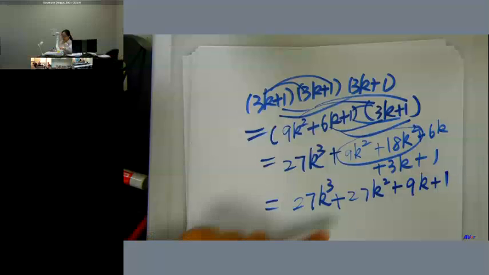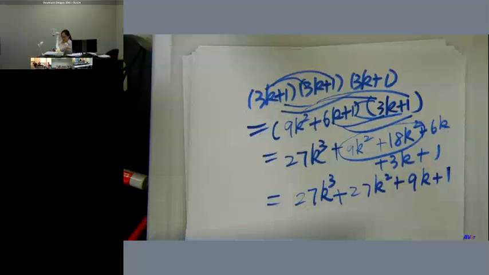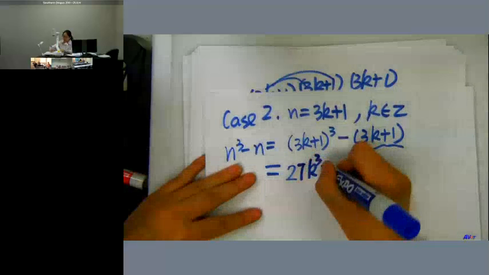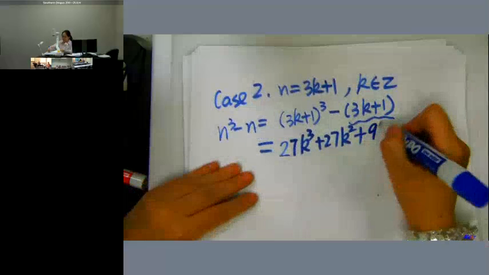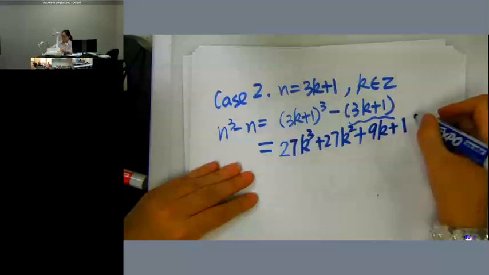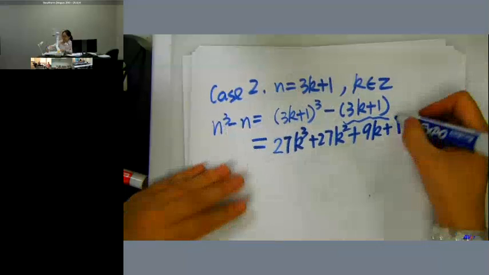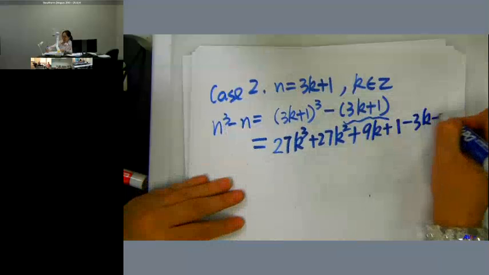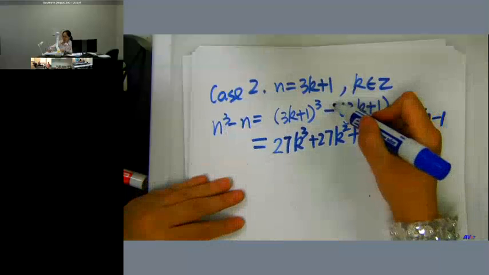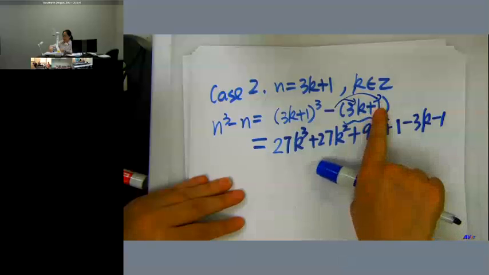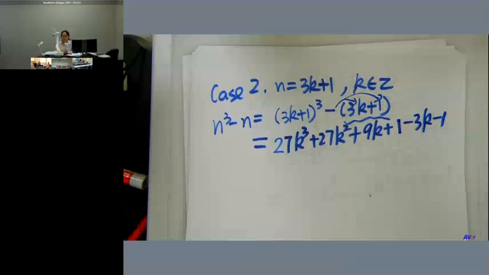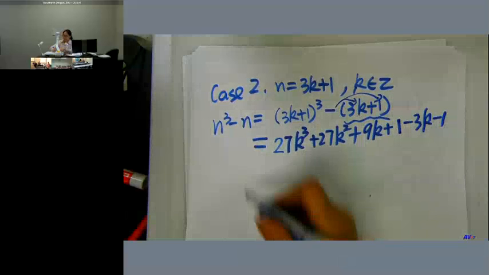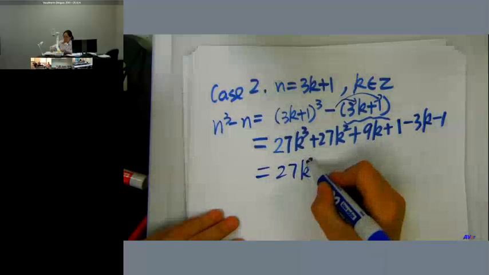Okay, so I'm going to copy that down here. We get 27k cubed plus 27k squared plus 9k plus 1. Now subtract 3k minus 1. Don't forget that the reason we got minus 1 is because that plus 1 is in the parentheses, so minus times plus gives you minus. Now we can combine like terms.